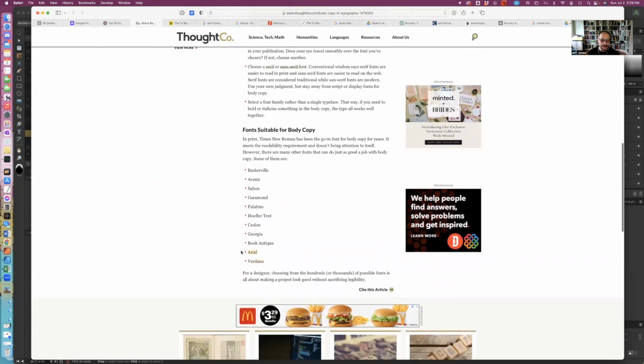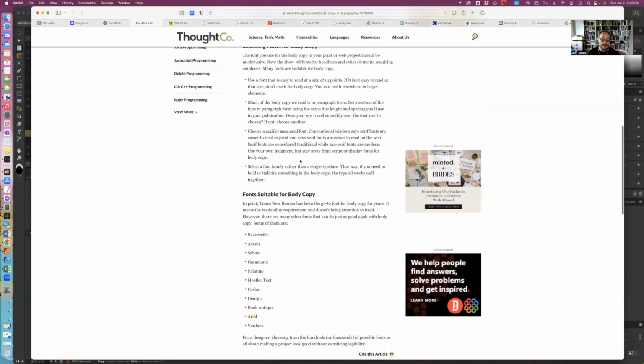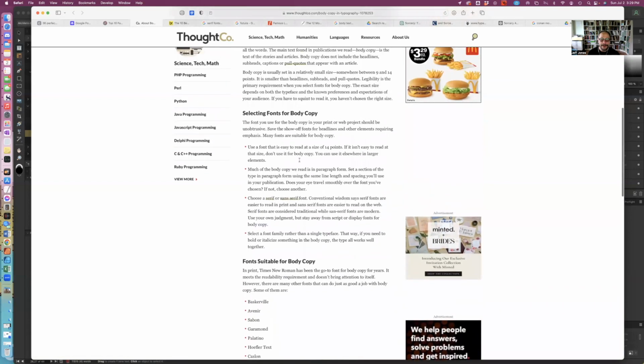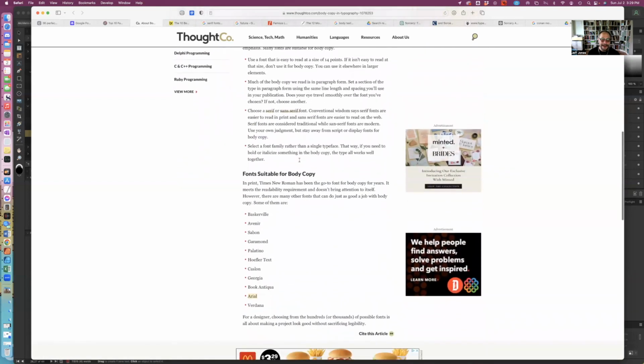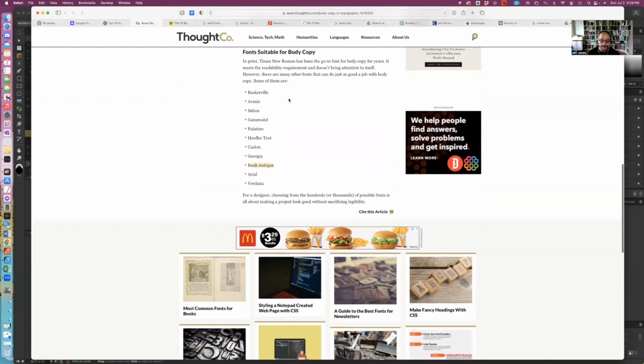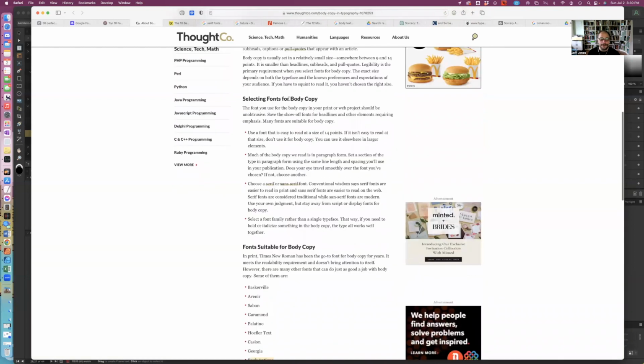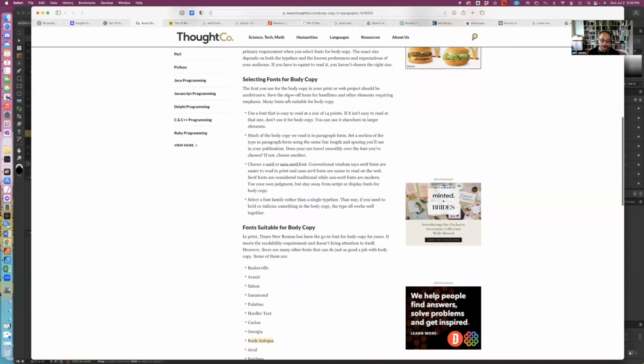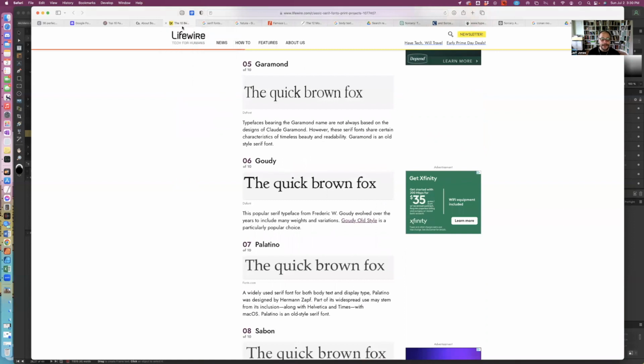Again, Arial, I believe, is mainly for web services, but a lot of these, the Baskerville, Avenir, Garamond, Georgia, Book Antiqua, Verdana, right? Butchering this. Pretty established. You can't go wrong. These are solid workhorses. They will not fail you. They will not let you down.